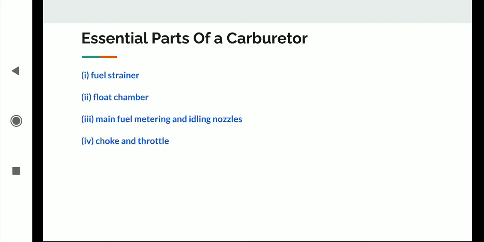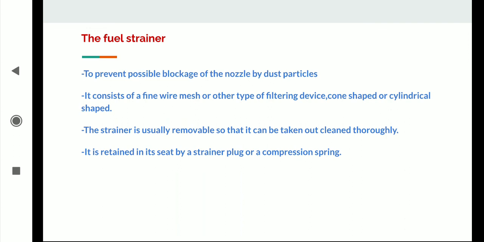The essential parts of a carburetor consist of the fuel strainer, float chamber, main fuel metering and idling nozzle, and choke or throttle. The fuel strainer prevents possible blockage of the nozzle by dust particles. It consists of a fine wire mesh or other type of filtering device, cone-shaped or cylindrical. The strainer is usually removable so that it can be taken out and cleaned thoroughly. It is retained in its seat by the strainer plug or a compression spring.